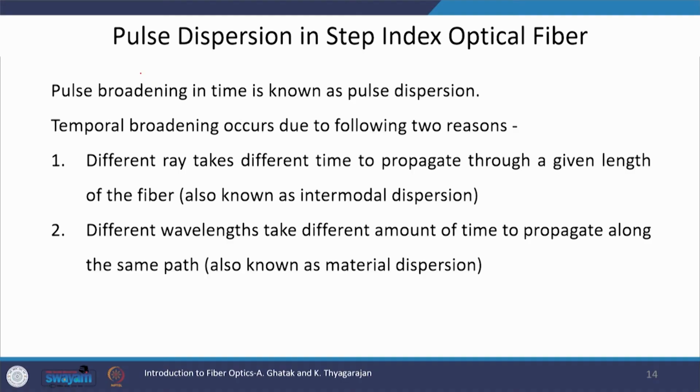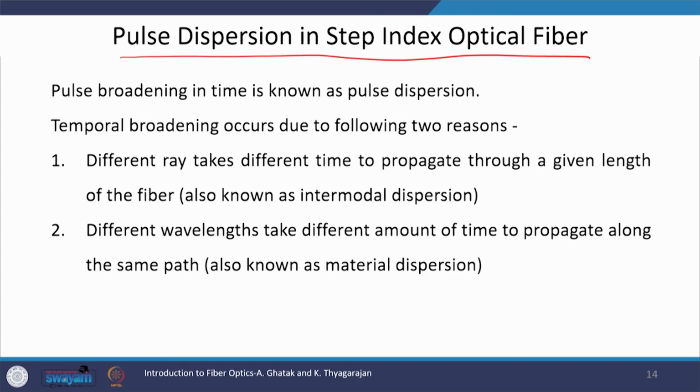Now, let us move to the next subtopic, which is pulse dispersion in step index optical fiber. As I told before, step index means the core has one constant value of refractive index and the cladding has another constant value of refractive index, which is a bit smaller than that of the core. Now, what is dispersion? The different colors of light take different amounts of time in traversing the same distance.